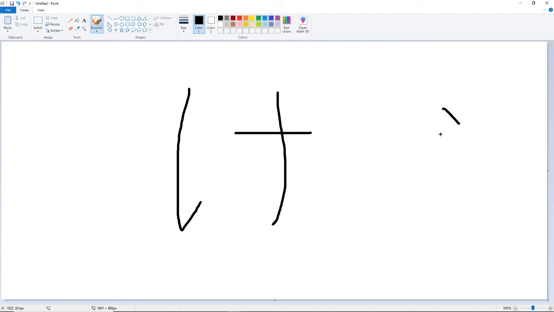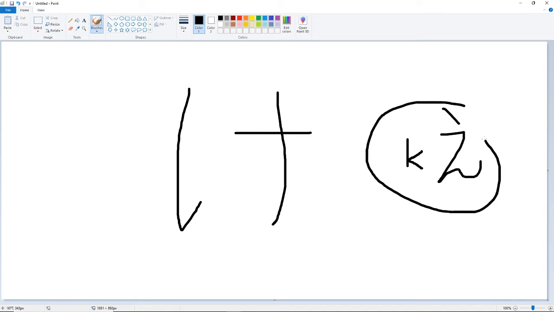And obviously it is the e with the K sound in front of it, so it's K. I know this is really weird doing the whole English and Japanese thing, the English letter and the Japanese hiragana, but I think it will visually help some people.